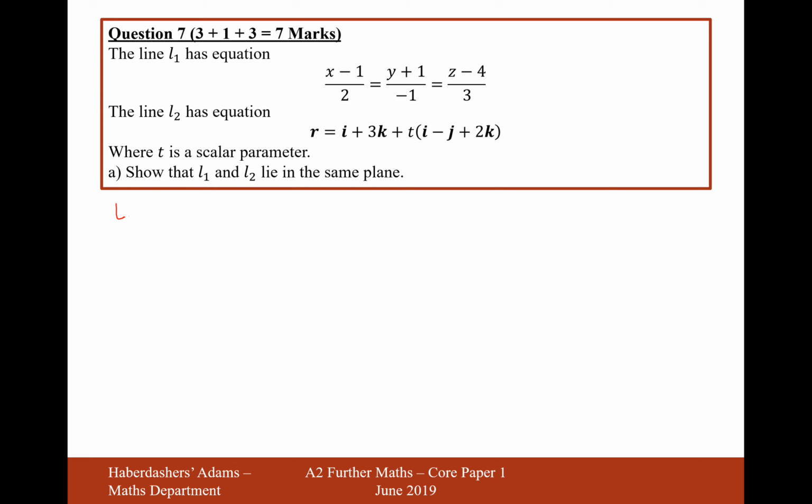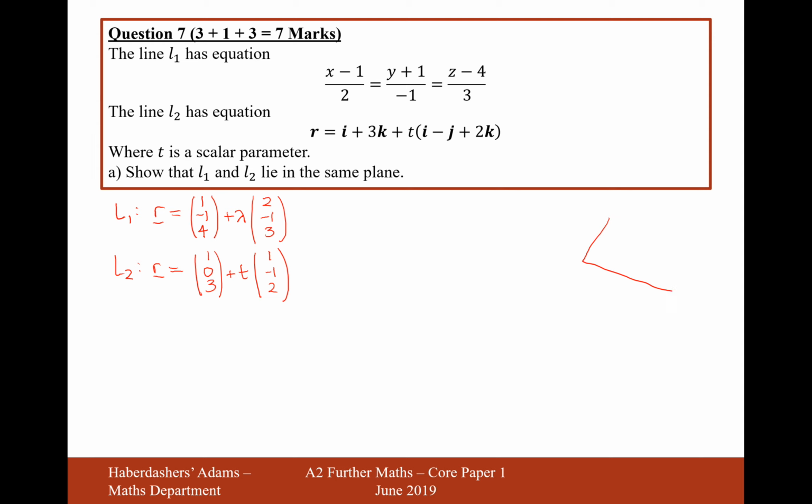Now first of all I'm going to write line L1 in my preferred vector form. So that's going to be (1, -1, 4) plus lambda lots of (2, -1, 3). And L2, I'm going to write that in my preferred vector form as well. That's going to be (1, 0, 3) plus t lots of (1, -1, 2), where t is a scalar parameter. Show that L1 and L2 lie in the same plane.